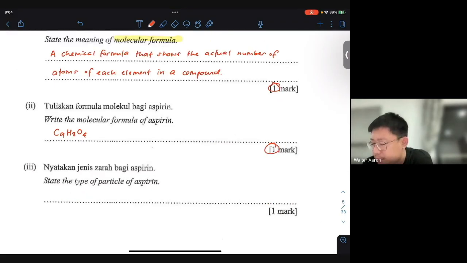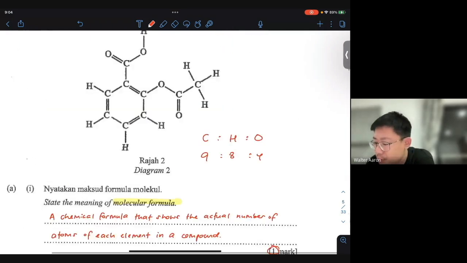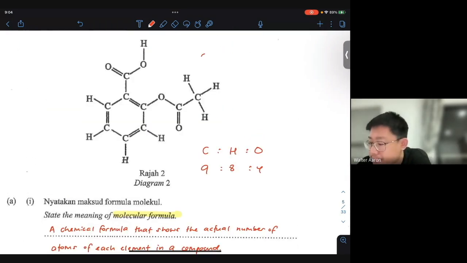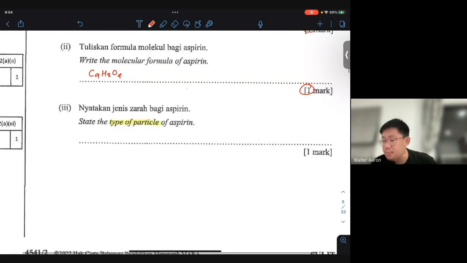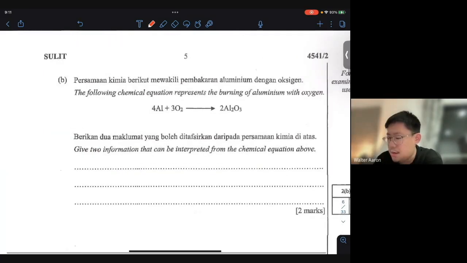The next is to state the type of particle of aspirin. It's a molecule. Why? It's a covalent compound, a simple covalent compound. So, the molecule. Okay, now let's move to the next one.